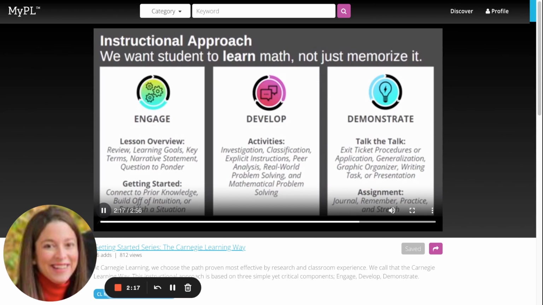To develop is to build a deep understanding of mathematics through a variety of activities: real-world problems, sorting activities, worked examples, and peer analysis, in an environment where collaboration, conversation, and questioning are routine practices amongst students.